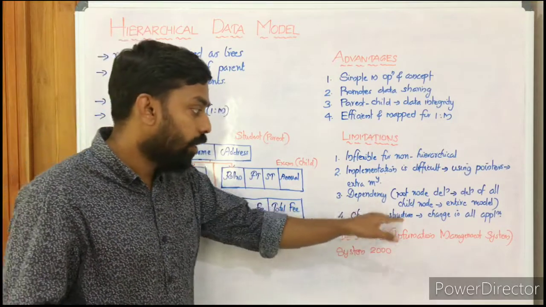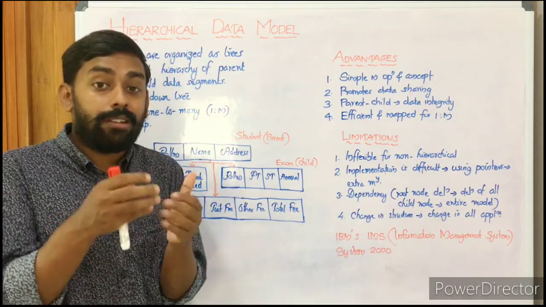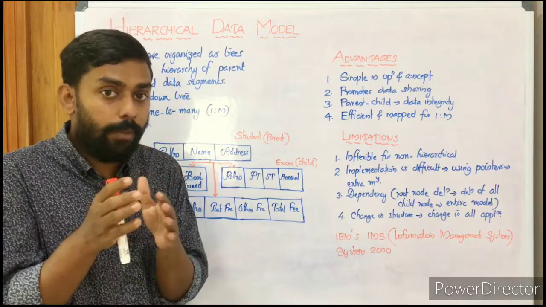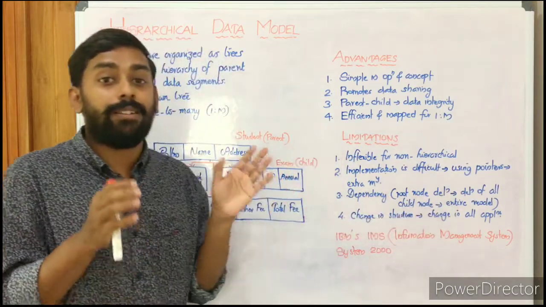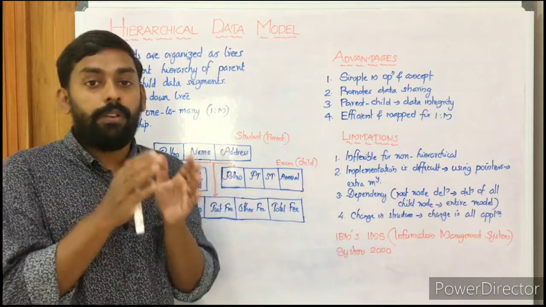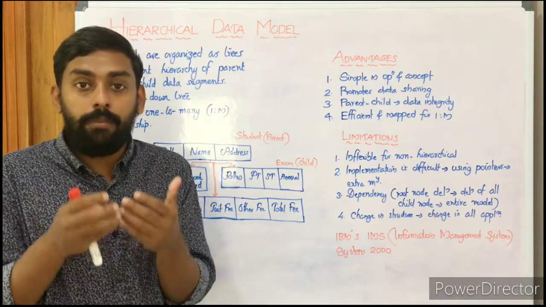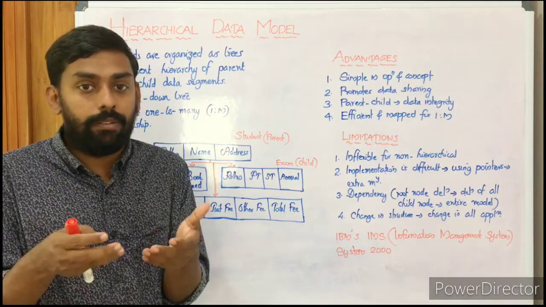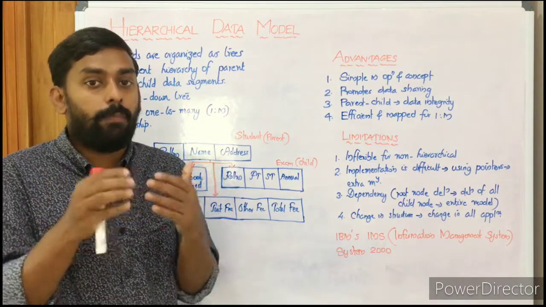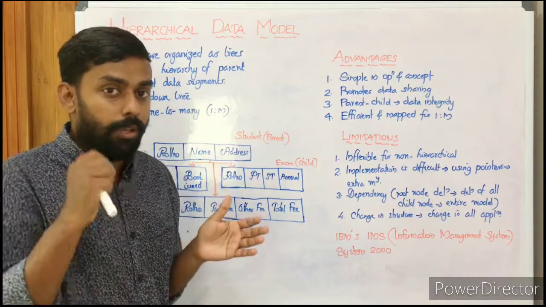Then the fourth point is change in structure. When we try to change the structure of the data model, changes in all applications are required. When we change the data model, automatically we have to make the changes in all the applications in which the hierarchical data model is used.